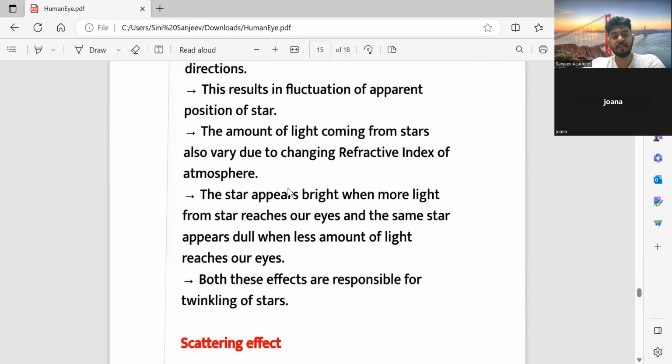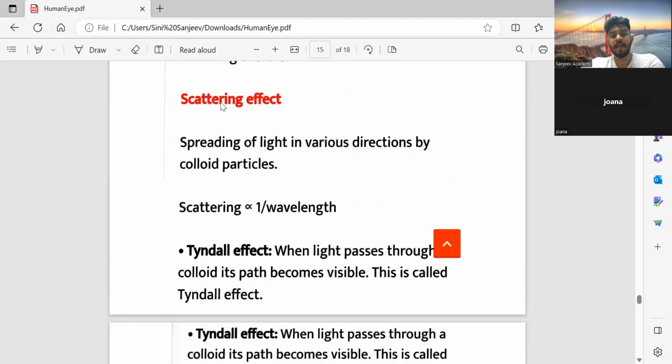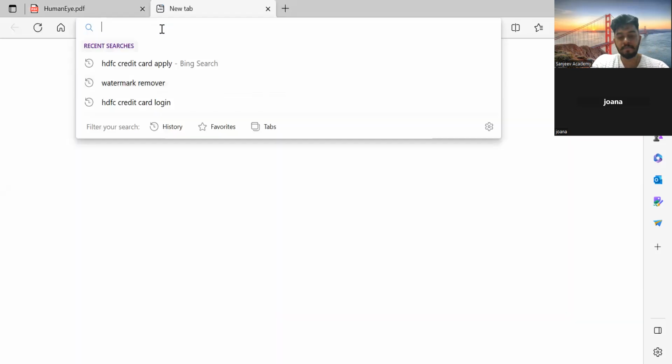Twinkling of stars and everything we can tell. Scattering effect. Scattering means what? We all know scattering. Scattering means spreading. Spreading of light into various directions. And if you don't know what a colloid is, I'll tell you what it is. Colloidal particles.